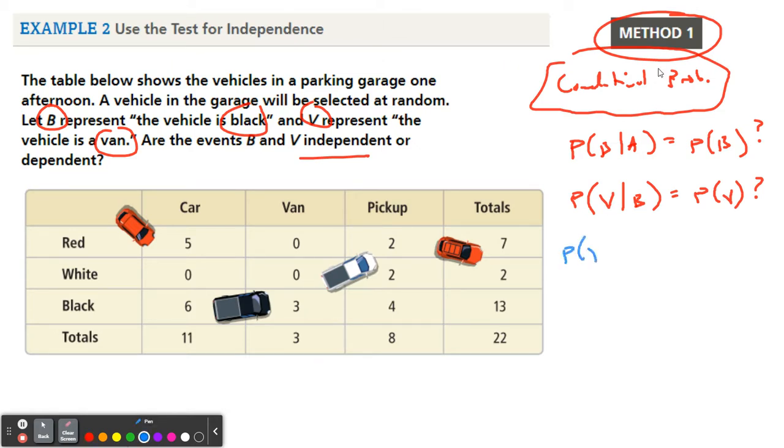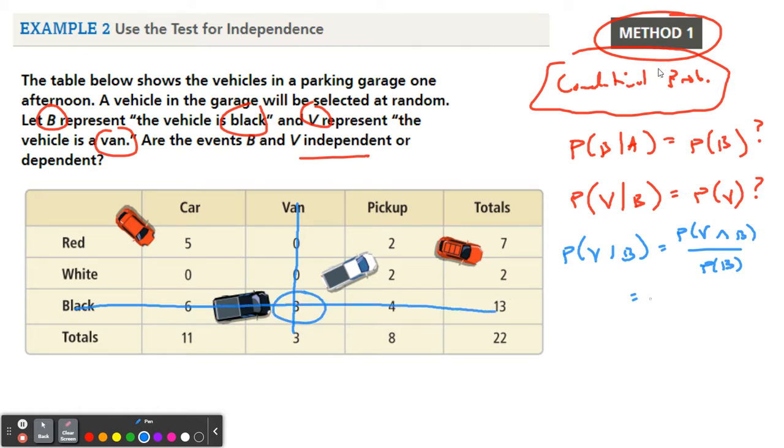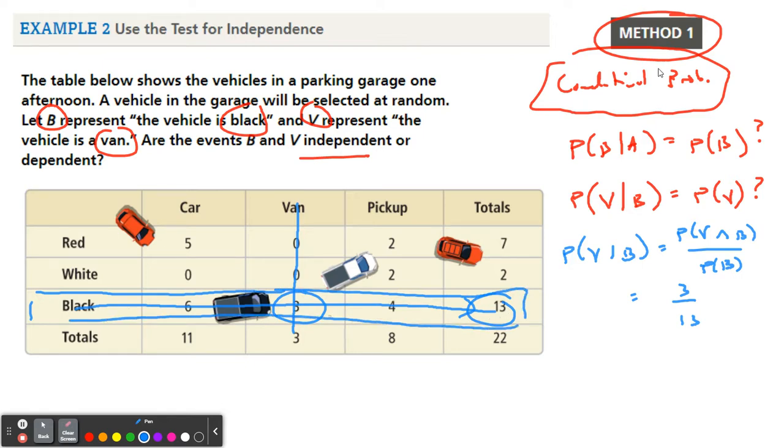So find the probability of V given B. That's going to be the probability of V and B over the probability of B. So where are the vans and the black? That would be 3. So there are 3 black vans. And then the bottom is the probability of B. And what's the total number of black? 13. So we're looking at the black row and saying, in the black row of 13, how many are vans? 3 out of 13. All right, great.